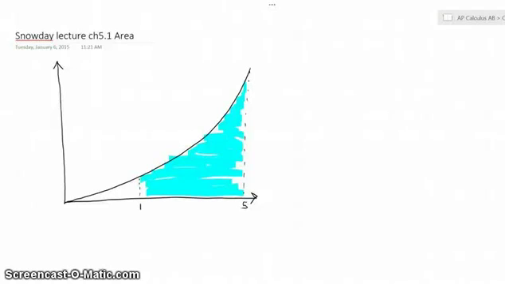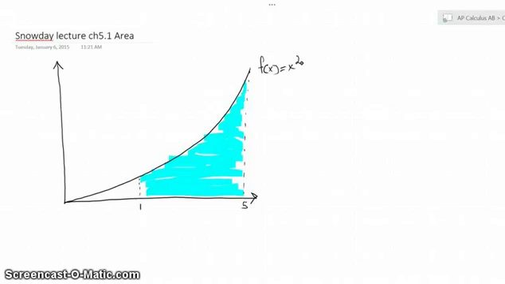Alright guys, so let's continue with the example that we were looking at yesterday, and we'll change things a little bit and look at the different ways that this question might be asked. So here we're given the function f of x is equal to x squared, and we want to find the area under the curve on the interval 1 to 5.